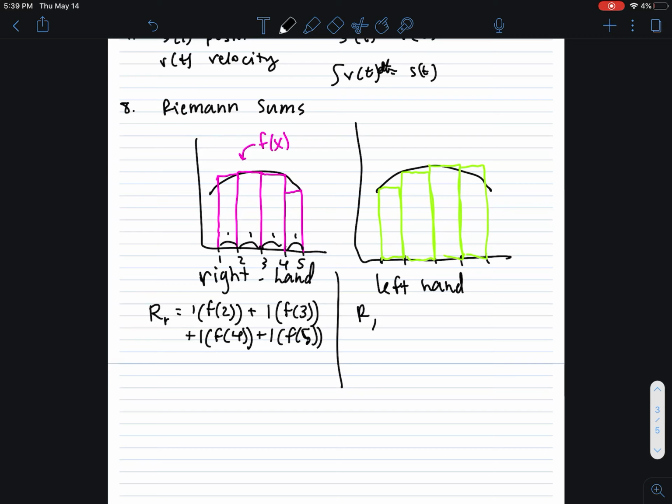For my left-hand Riemann sum, if this is 1, 2, 3, 4, 5 again, it would be 1 times f of 1 this time, because we're using this guy as our height at 1. And it would follow the same pattern as the other one, where I'd have 1 times f of 2 plus 1 times f of 3 and 1 times f of 4 for my 4 rectangles. Okay.